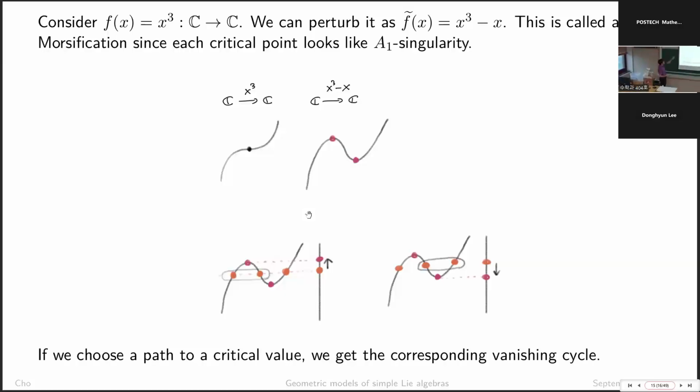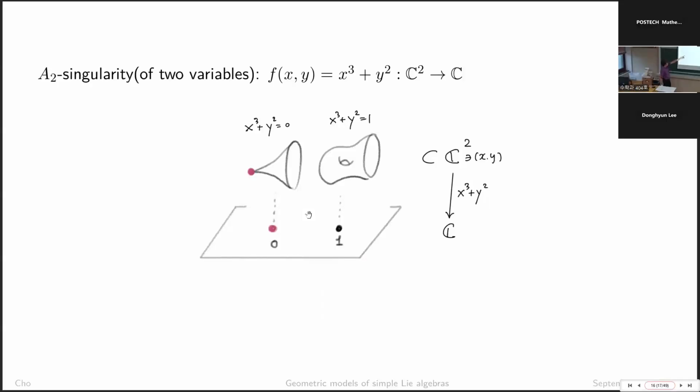Okay. So instead of x cubed, let's look at x cubed plus y squared. Let's add one more variable. Then the Milnor fiber is x cubed plus y squared equal 1. This is a Riemann surface with boundary. And as you approach 0, some singularity appears at the origin. Okay. And so now this is too singular, so what we want to do is Morsify it.